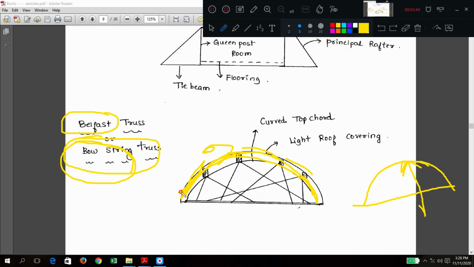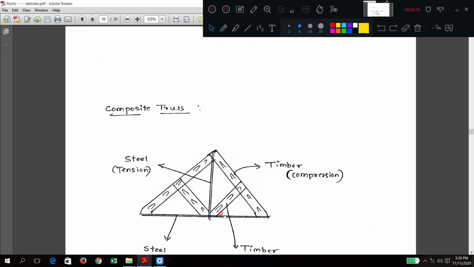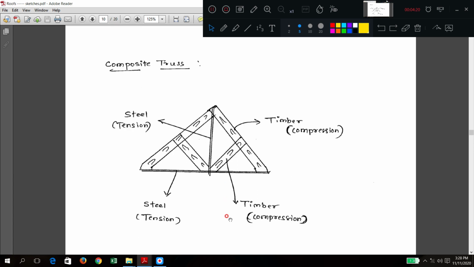What is the purpose? For what is it generally provided? The main purpose is light admission. It is generally provided for light admission from all directions. The roof covering is very light here, very light in structure, because it is very thin. Generally the span is 30 meters, so a big span can be used. So this is about Belfast. I am going very slowly. It is very important, so make it very clear.